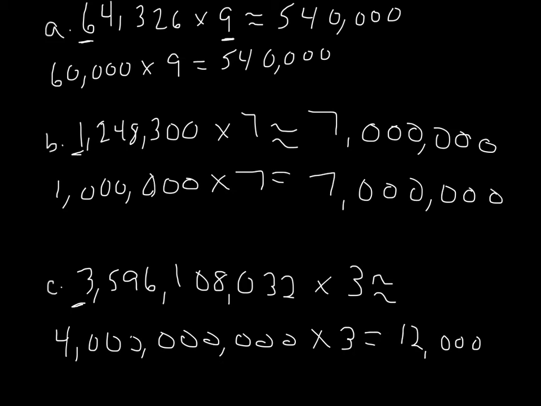Let's see if I can find room to write this. I ran out of room. And so let me try up here when I estimate my answer. 3,596,108,032 times 3 is about 12 billion. And that is how we estimate multiplication.